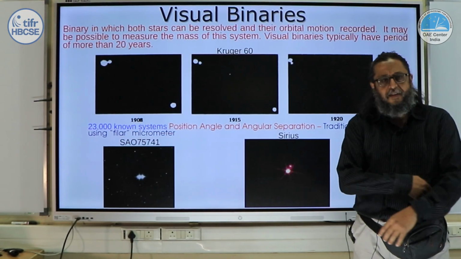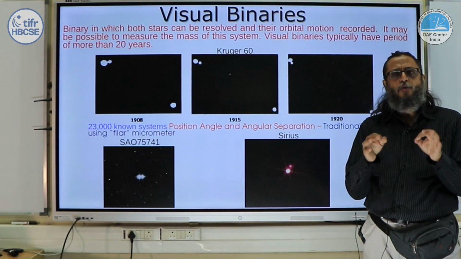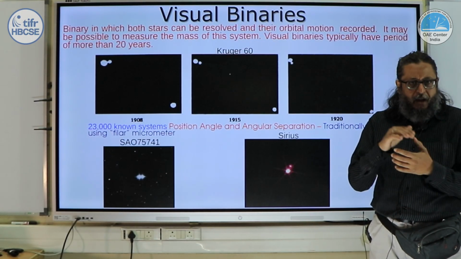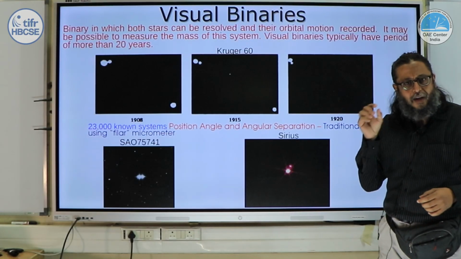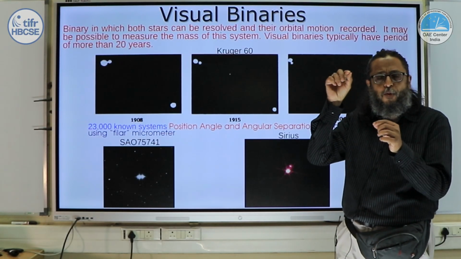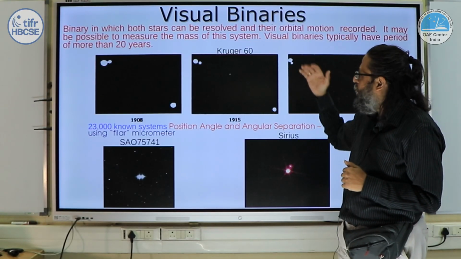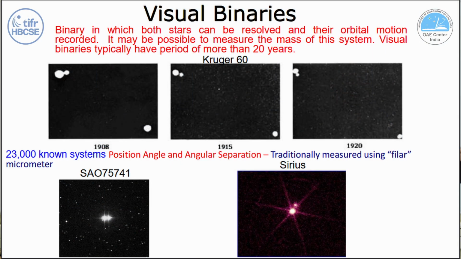So visual binaries are systems where the two objects are spatially resolved. And as a function of time, you can see the objects moving around their common center of mass. Kruger 60 is an example of a very nice visual binary.